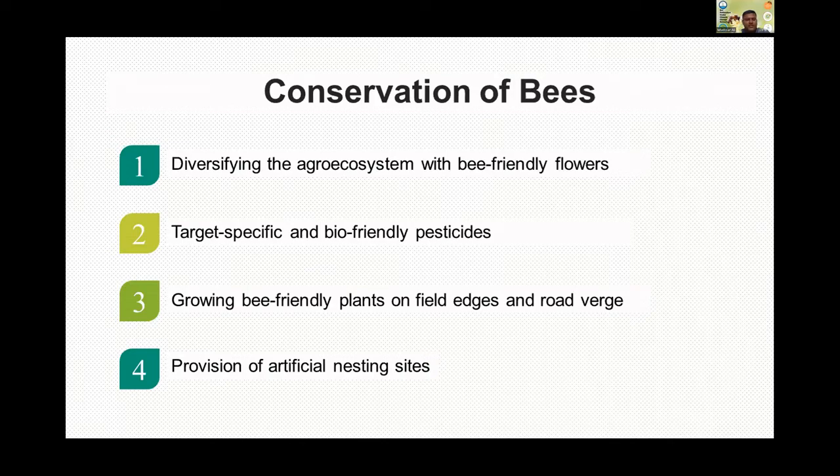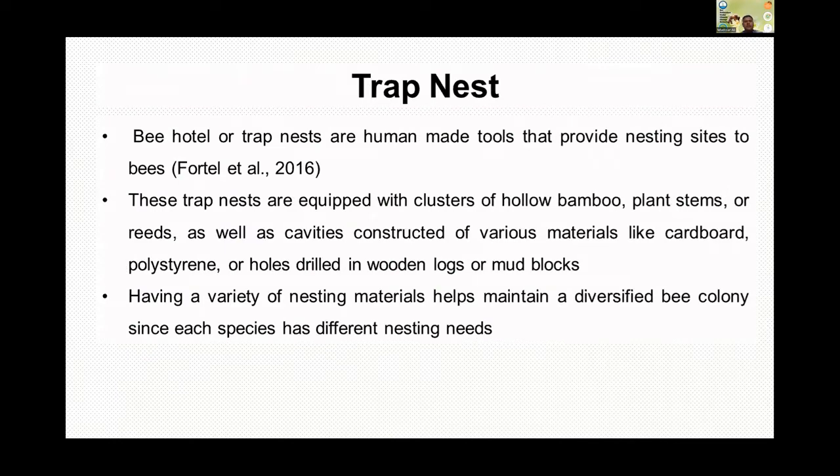One of the important things is that we should also use artificial nesting sites. Other than foraging, nesting sites are also important for the year-round conservation of these bees. Trap nests, or bee hotels, are human-made tools that have been used across the world. These provide nesting sites for bees and are important for their conservation.